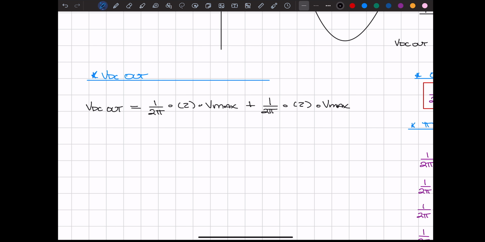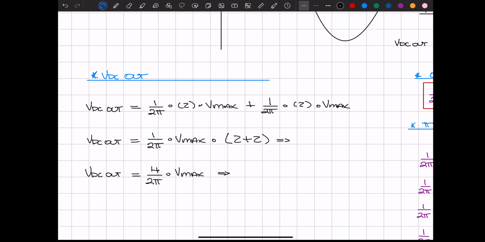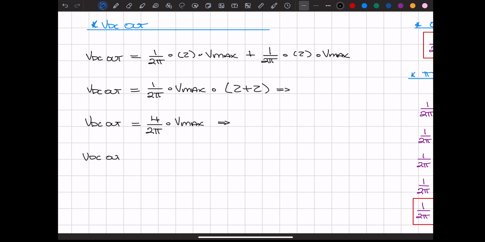So we can simplify this and we get 1 over 2 pi times Vmax times 2 plus 2. All we did here was pull out a 1 over 2 pi and a Vmax from each side, leaving us with 2 plus 2. Now we can further simplify this, leaving us with 4 over 2 pi times Vmax, and giving us a final solution of VDC out is equal to 0.637 times Vmax.